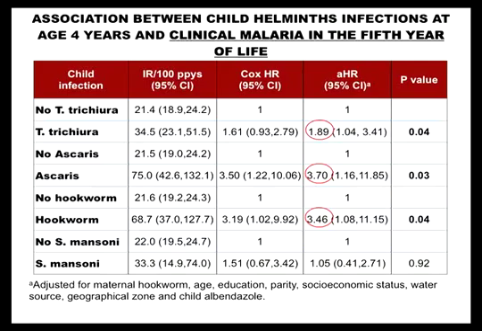So for children who had trichuris infection at age 4, we see that the incidence rate at 34.5 is higher than among the children who did not have trichuris at age 4. And the adjusted hazard ratio was significant. A similar pattern is seen for ascaris infections compared to those who didn't have ascaris, and a similar pattern for hookworm infections compared to those who didn't have hookworm. And a slight difference for Schistosoma mansoni. However, we had very few children with Schistosoma mansoni infection.